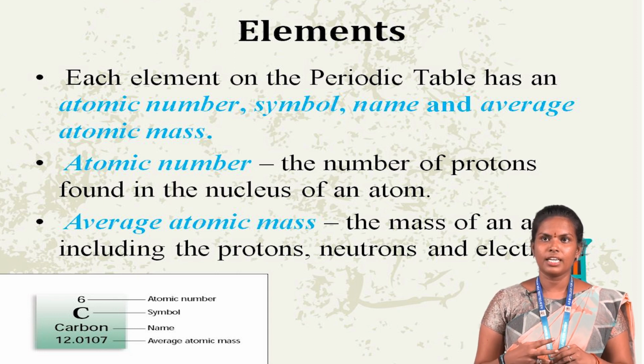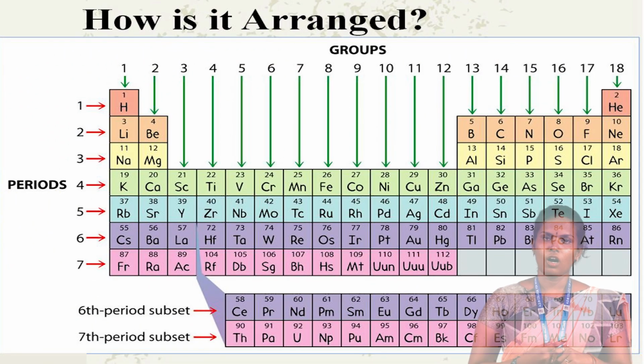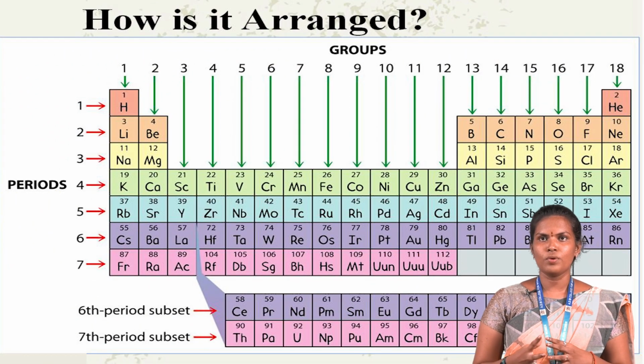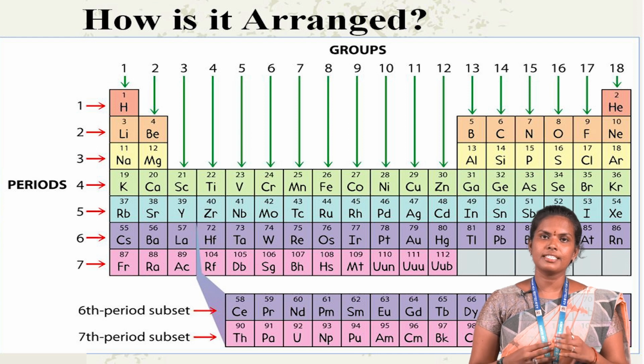12.0107 is the average atomic mass. Next, organization of the periodic table. How is it arranged? The elements are put into rows by increasing atomic number.